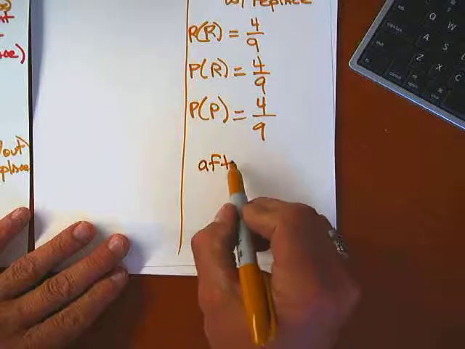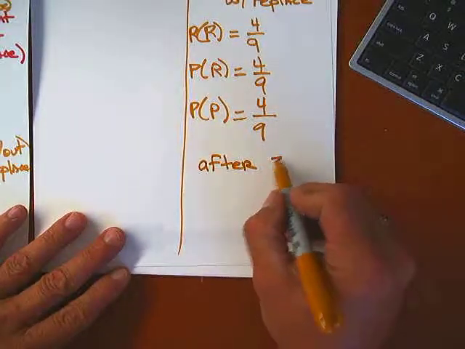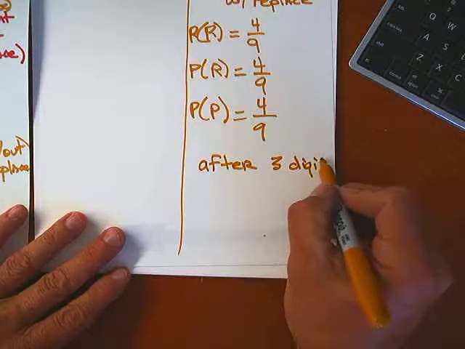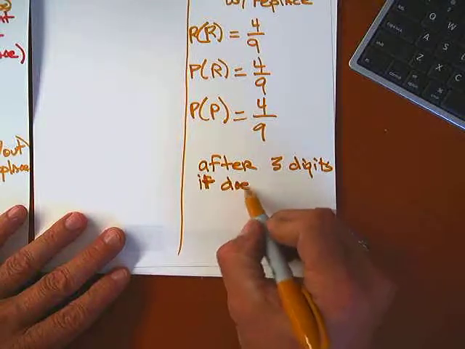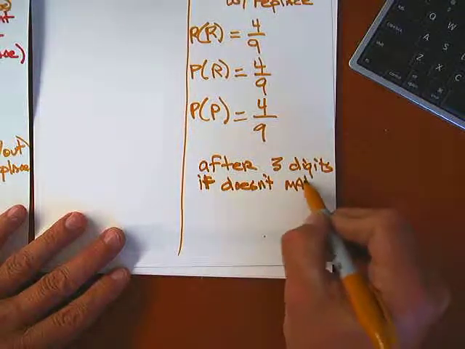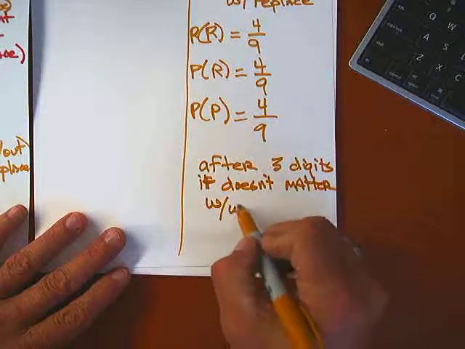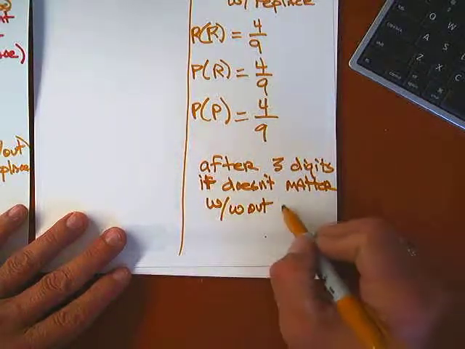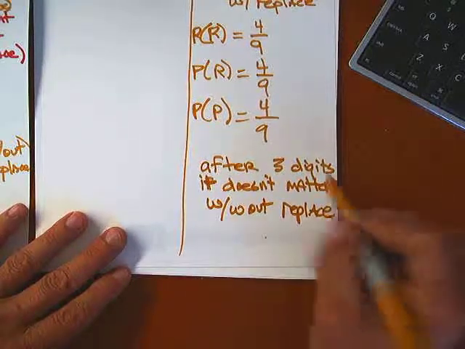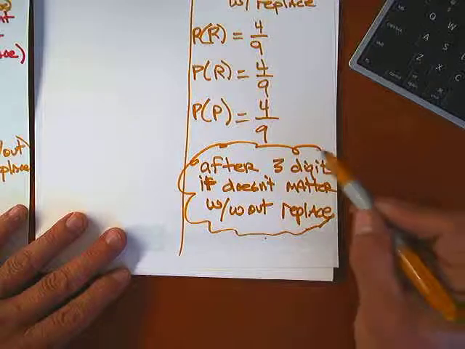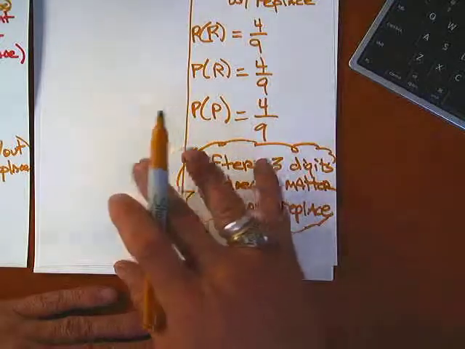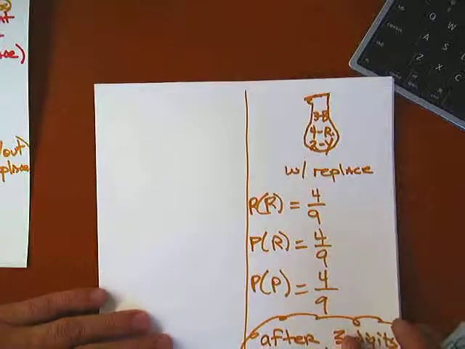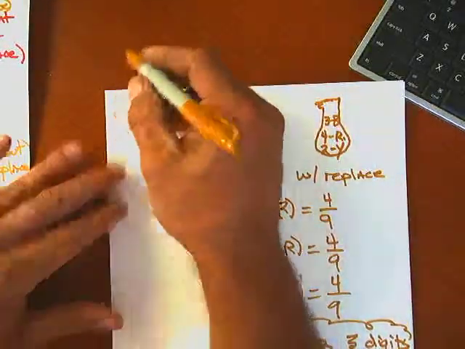Now, there's one more rule that you got to remember with the multiplicative law, and it's kind of a general rule. It's not written in stone or anything. And I usually tell my students that after 3 digits, it doesn't matter. After 3 digits, it doesn't matter if it's with replacement or without replacement. Because the probability is so close that it really doesn't matter.